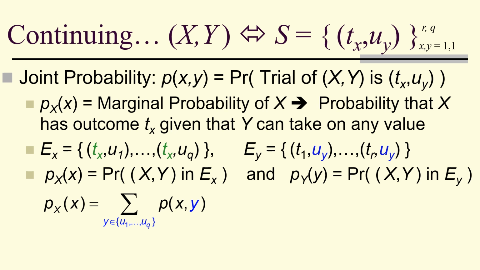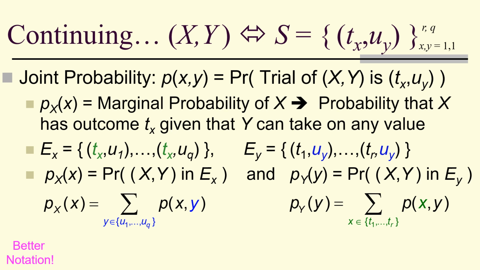So the marginal probability with respect to x is the sum over all the possible values of y, u1 to uq. And likewise, the marginal probability of y is the sum over all the x's of p of xy.